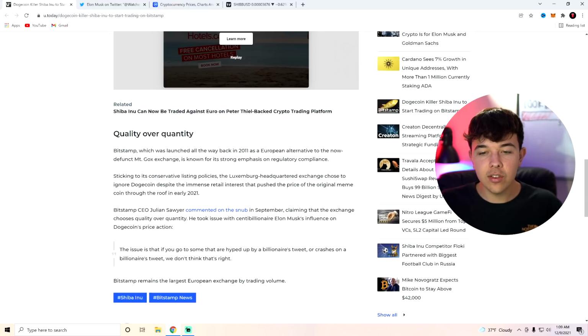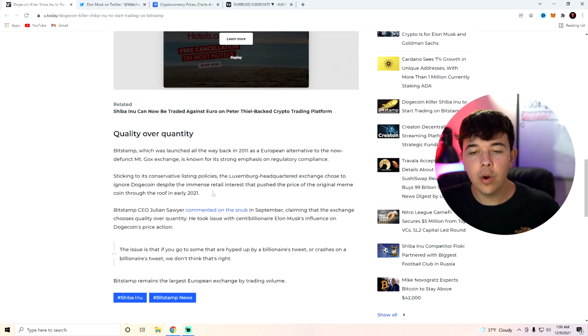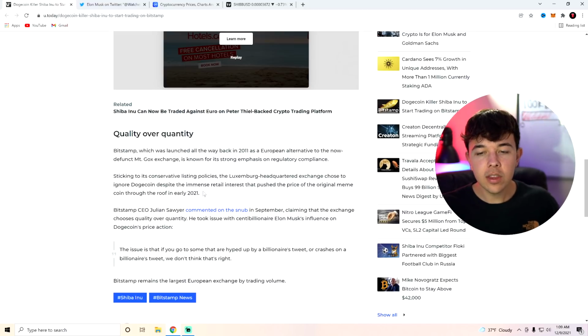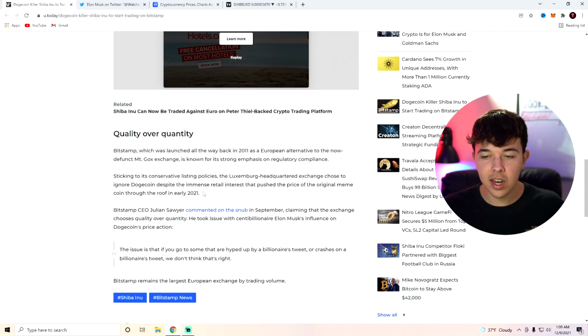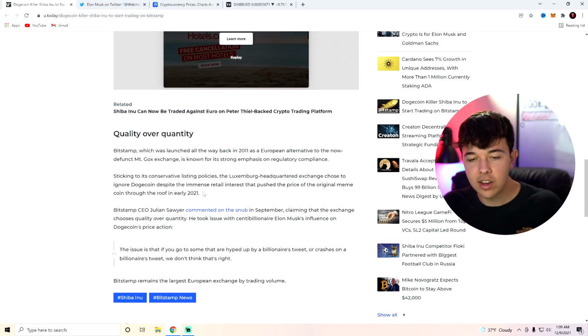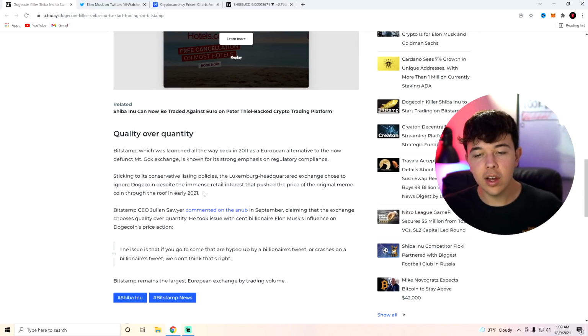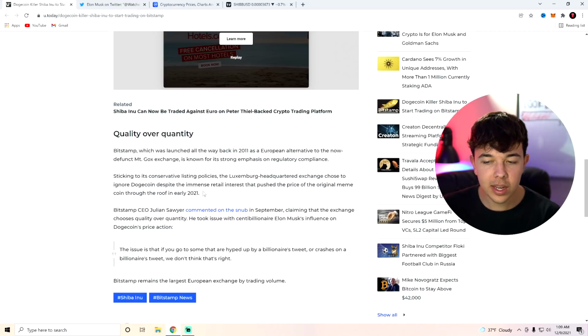Sticking to its conservative listing policies, the Luxembourg-headquartered exchange chose to ignore Dogecoin, despite the immense retail interest that pushed the price of the original meme coin through the roof in early 2021. Bitstamp CEO Julian Sawyer commented on the snub in September, claiming that the exchange chooses quality over quantity. He took issue with the centi-billionaire Elon Musk's influence on Dogecoin's price action. So this is going to be a quote from this guy. The issue is that if you go to some that are hyped all by a billionaire's tweet or crashes on a billionaire's tweet, we don't think that's right.